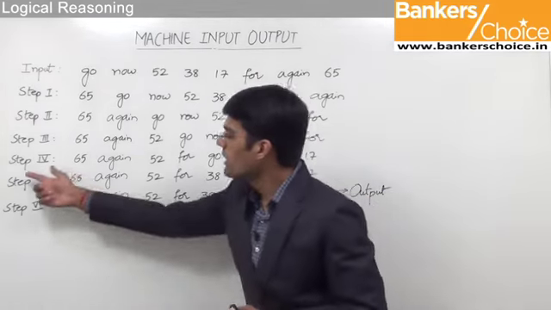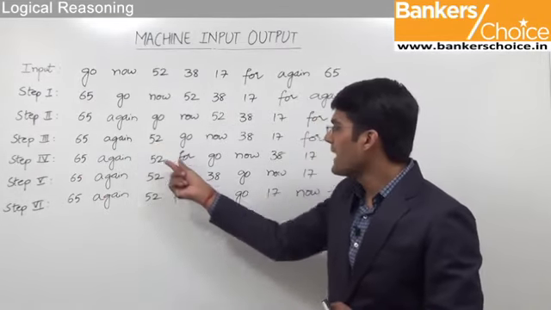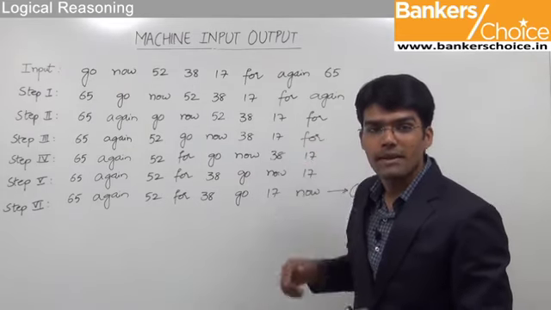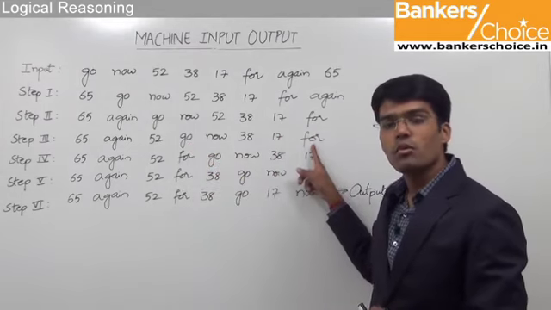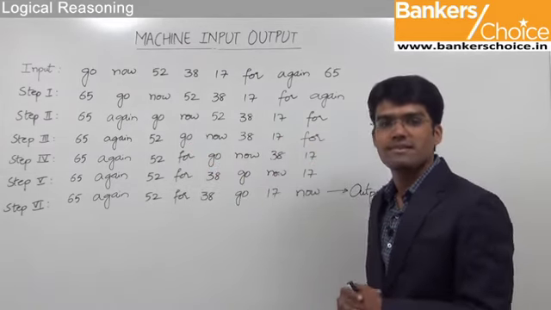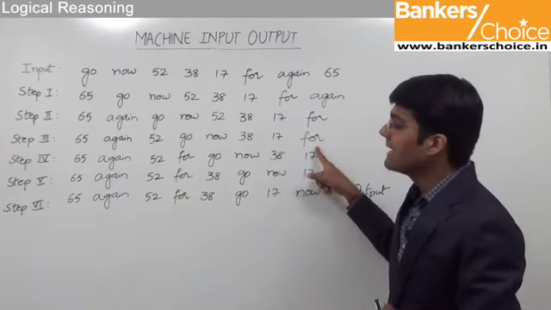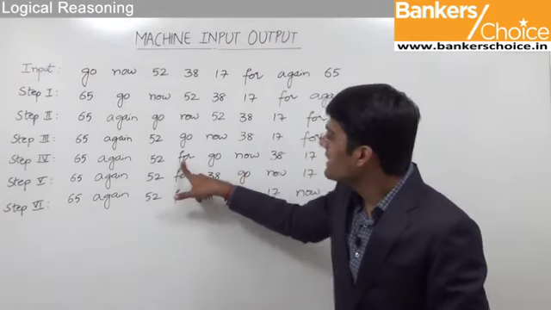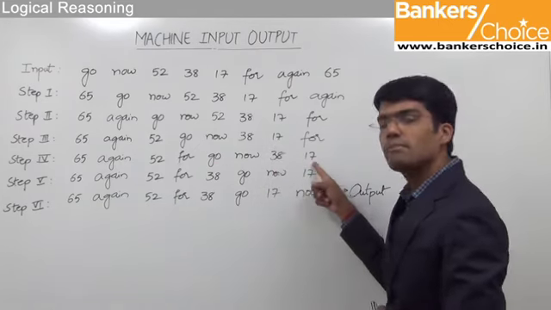Moving on to step 4, we know that after 52 we need a word. And that word here should be for as we are following the alphabetical order. Because from go, now and for, the word which comes first in alphabetical order is for. So for is brought from the last place in step 3 to fourth place in step 4. And the remaining elements, that is go, now, 38 and 17 are simply pushed aside.